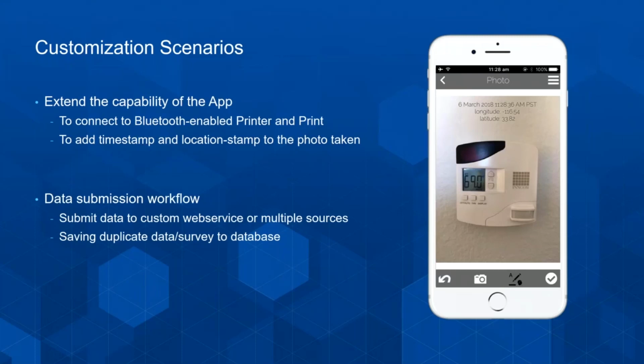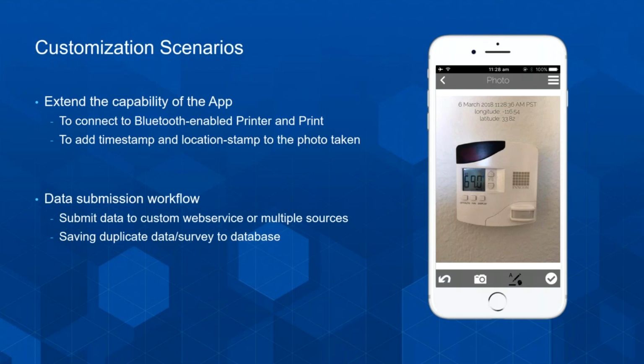Another customization scenario is where you can extend the capability of the app. For example, we have heard people customize Survey123 to connect to a Bluetooth enabled printer. So every time you click submit, not only will it be saved into the feature layer, but it will also connect to the Bluetooth printer and print the submission. For the purpose of this demo, I have a sample on how to add a timestamp and location stamp to the photo that's taken in the survey, as you can see in this photo on the right hand side.